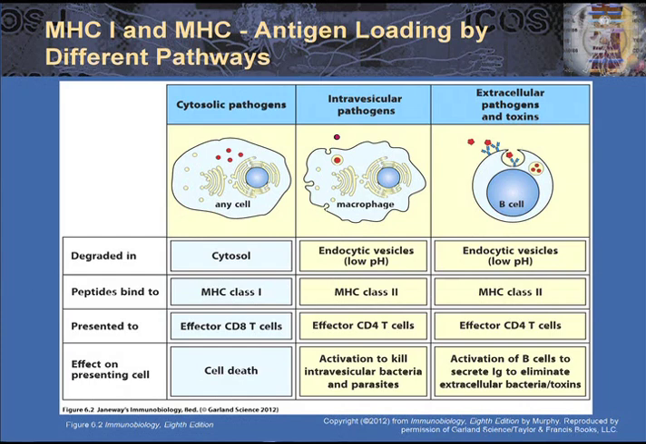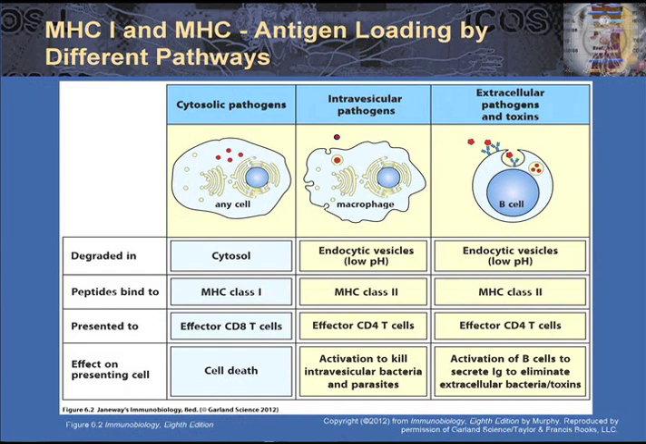MHC class II is loaded with antigen from the outside of the cell. If you have an external particle that is phagocytosed by a macrophage, it will enter into a phagocytic vacuole with MHC class II and be digested. And then the peptides will be loaded onto MHC class II, and that will be routed back to the surface of the cell, where CD4 T cells can recognize that antigen in the context of MHC class II.